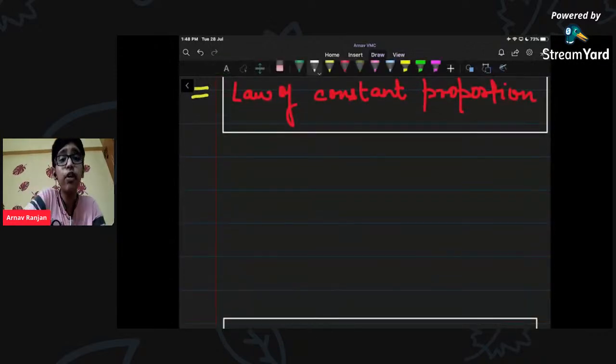So the second point is law of constant proportion. So it states that a chemical compound always consists of same elements combined together in same or definite proportion by mass. So that also I will write.